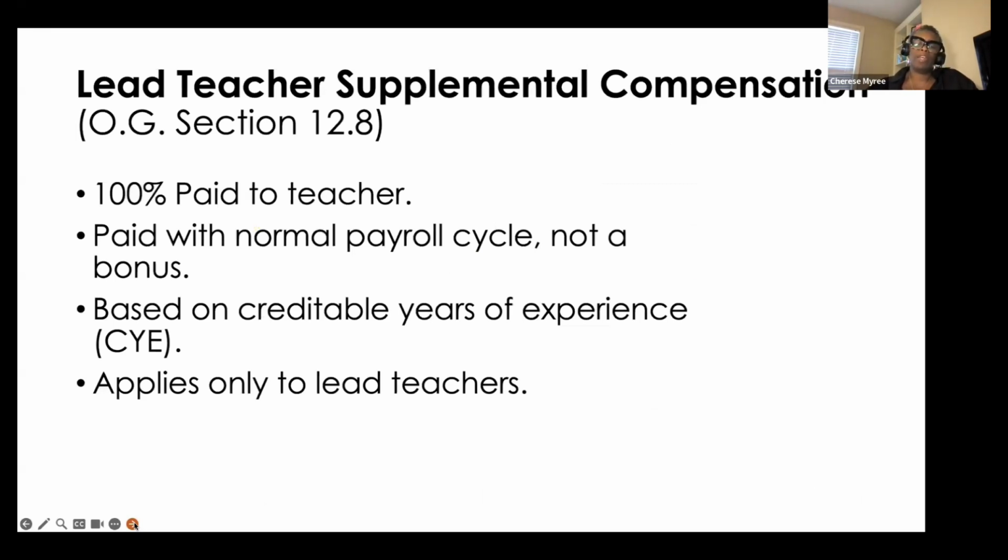And so as it relates to supplemental compensation, a few things that we want to make sure that you're aware of, and this is all detailed in the operating guidelines in section 12.8. The first is 100% of it has to be paid to the teacher. It has to be paid with the normal pay cycle, and it's not a bonus. It's based on creditable years of experience, so every single teacher won't necessarily get it. And it only applies to lead teachers.